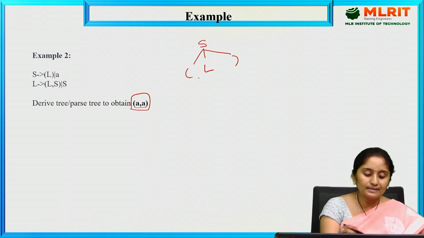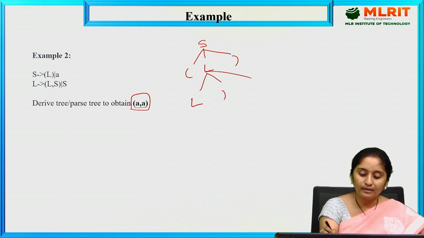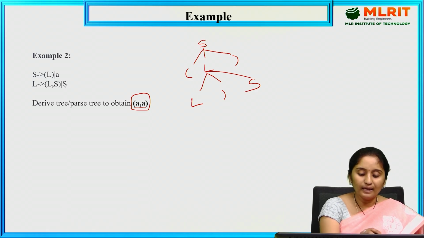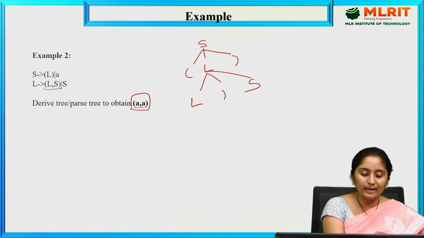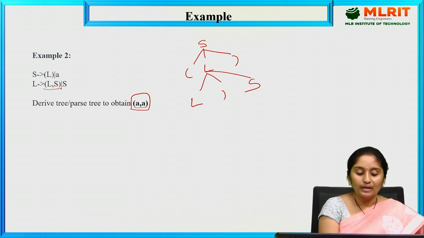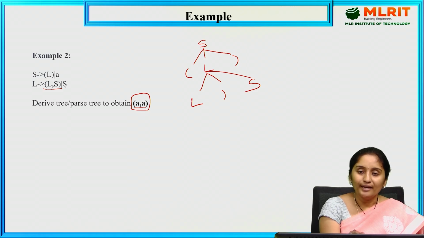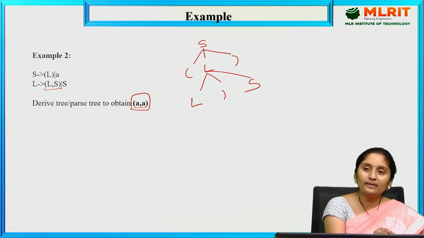So here L is there. L I can replace with L comma S. L is derived by applying L comma S. If I derive S, I will be getting only one string, that is only one character A. But I am having A comma A. In order to derive this string, I need to apply this production rule.